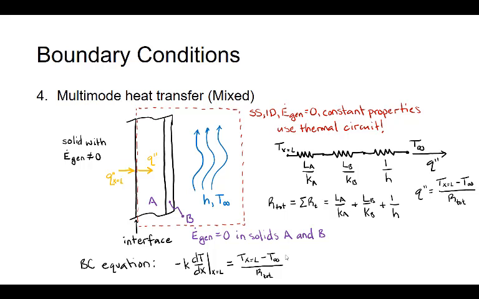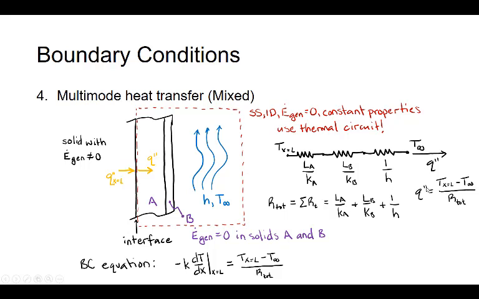Applying the circuit analogy idea, we draw the circuit for the temperature at the interface, for example at x equal L, to develop an equation for the heat transfer through the solids A, B, and into the fluid. There are 3 resistors: a resistor for conduction in material A, a resistor for conduction in material B, and a resistor for the convection heat transfer, characterized by the temperature difference between the temperature at the interface between the solid with thermal energy generation and the system without, and the fluid temperature.